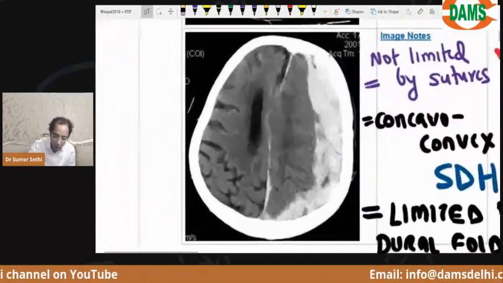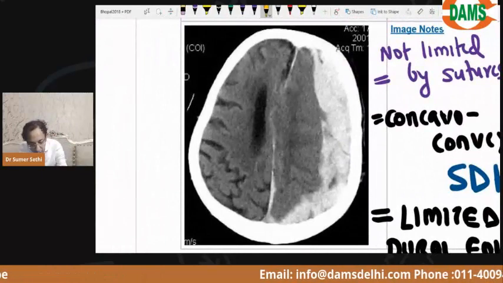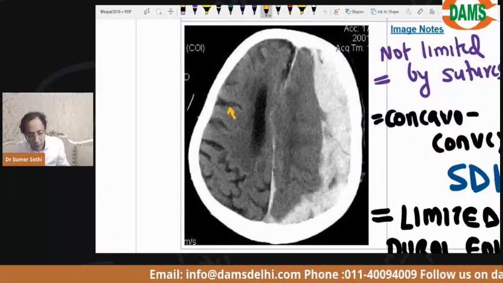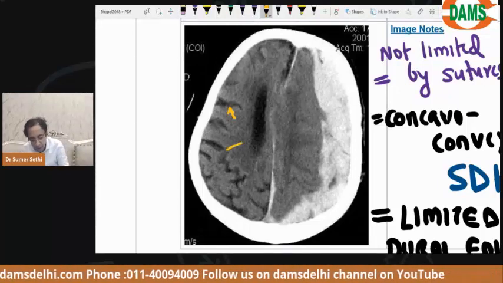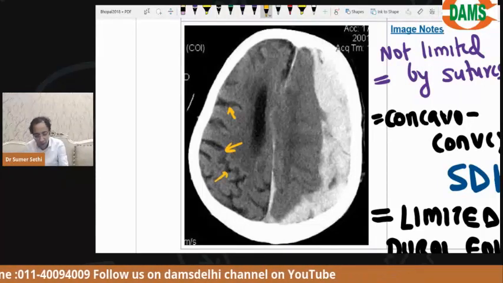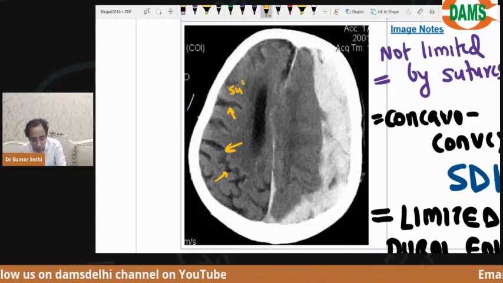Okay, everybody now look at it. Now in the brain, can you see in the brain, are you able to see these dark areas? Can you see? These dark areas are your sulci.